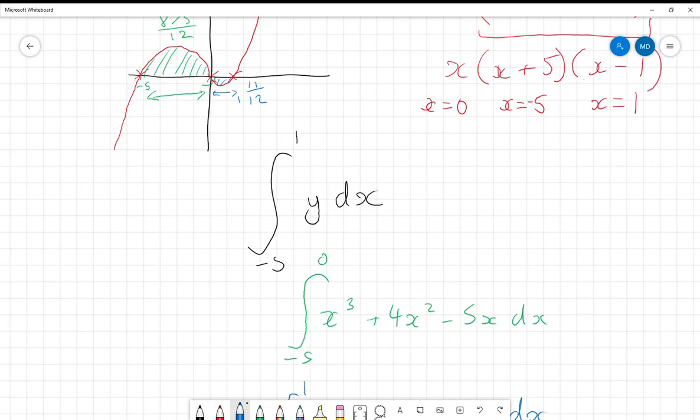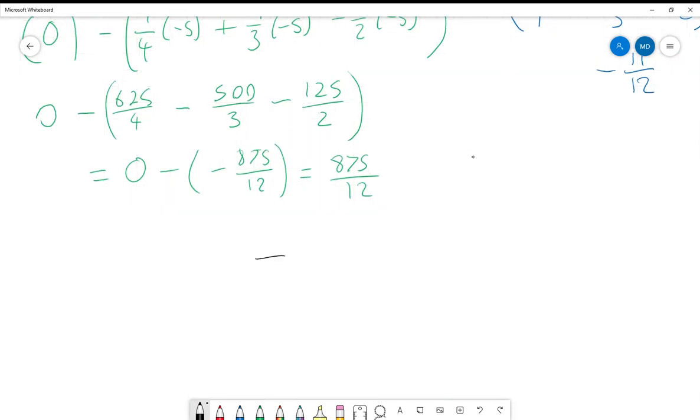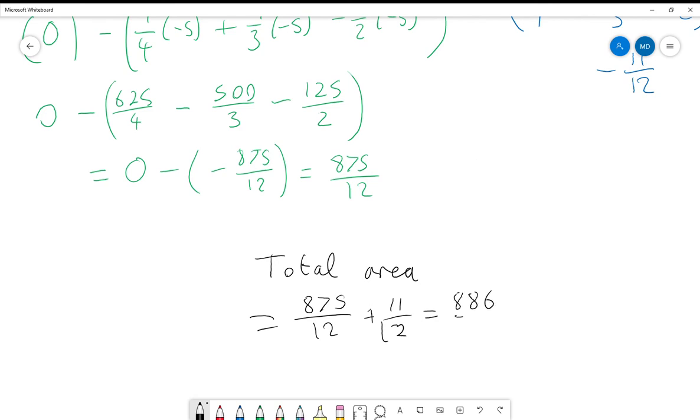And therefore the total area under the graph is going to be equal to 875 over 12 plus 11 over 12, which is going to be equal to 886 over 12, which simplifies to 443 over 6. And that there is our final answer.